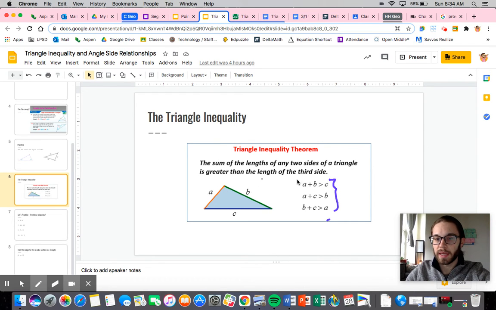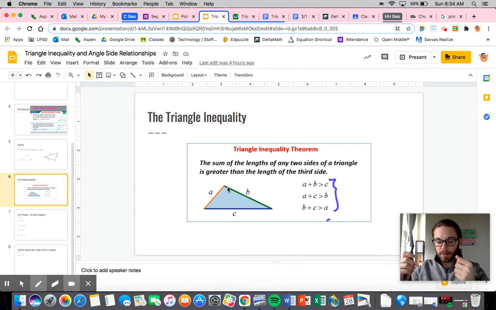So what's it saying? It's saying the sum of the lengths of any two sides of a triangle is greater than the length of the third side. So what it's saying is the length of A plus the length of B has to be greater than the length of C. The length of A plus the length of C has to be greater than the length of B. The length of B plus the length of C has to be greater than the length of A. And if they don't have that, it wouldn't be a triangle, right?